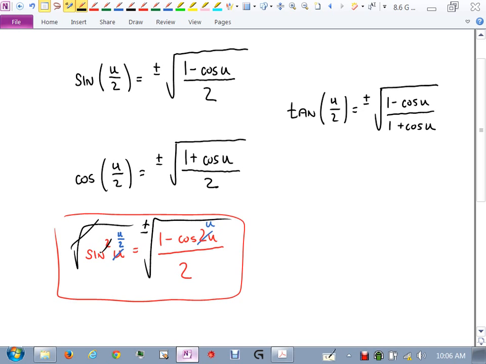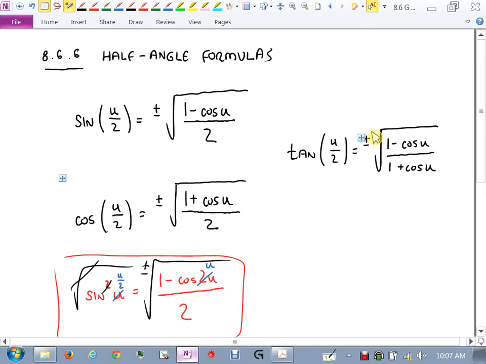Now, the bad thing about these is that it involves a plus or minus, which means that you have to determine which one it's going to be, the plus or the minus, all right? So let's do an example using this. 8.6.7.